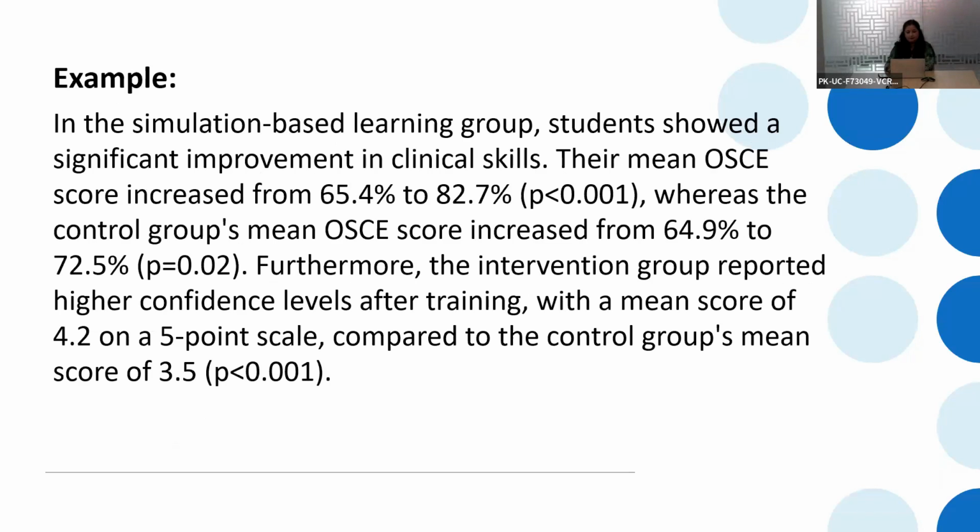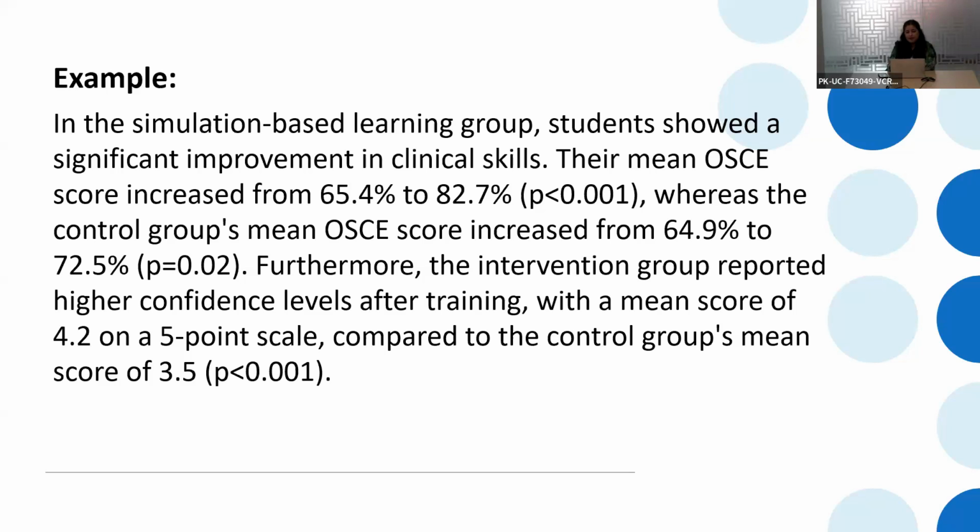Let's take this example. In the simulation-based learning group, students showed a significant improvement in clinical skills. Their mean OSCE score increased from 65.4% to 82.7%. P-value is given, whereas the control group's mean OSCE score increased from 64.9% to 72.5%. Again, the P-value is given. Furthermore, the intervention group reported higher confidence levels after training, with a mean score of 4.2 on a 5-point scale compared to the control group's mean score of 3.5. And again, we have given the p-value. So p-values, confidence intervals, any other estimates you can mention here.